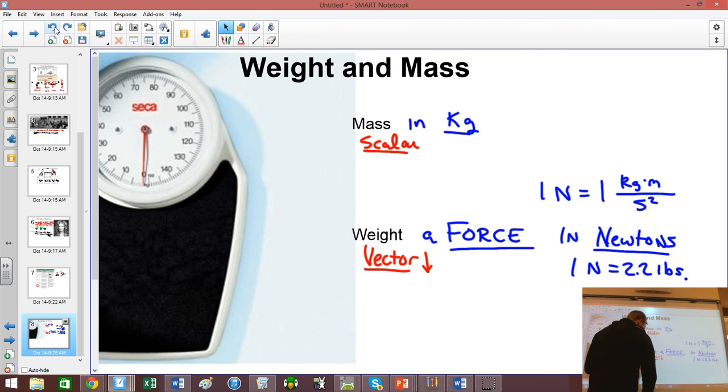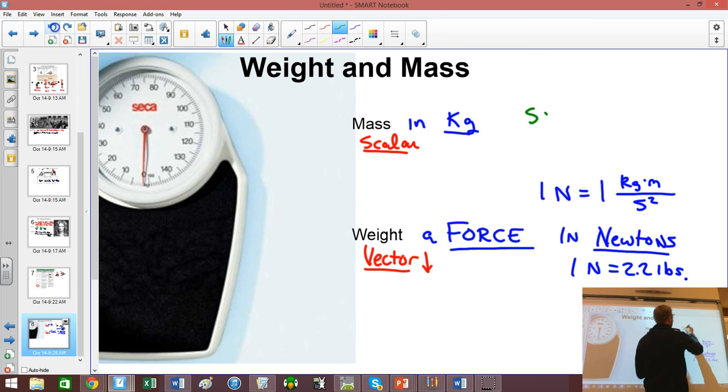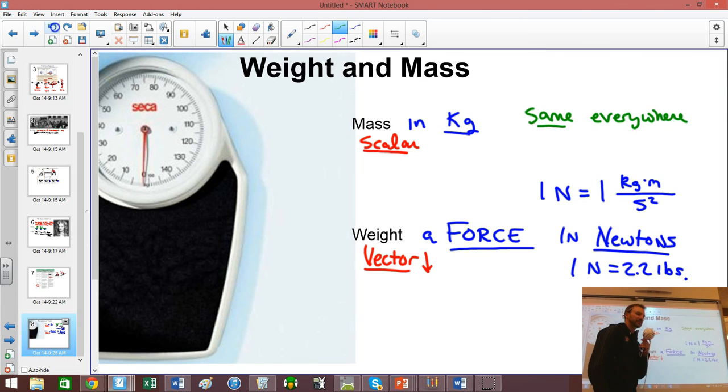Your mass is the same everywhere. One kilogram on Earth is equal to 1 kilogram on the Moon, which is equal to 1 kilogram in the middle of deep space. Your weight depends. It depends where you are. It depends where you are on planet Earth. Planet Earth's gravity is not the same everywhere. It depends on what planet you are on. Are you on the Moon? Are you on Mars? Are you on Earth? Are you in space? Weight is different. Weight depends.